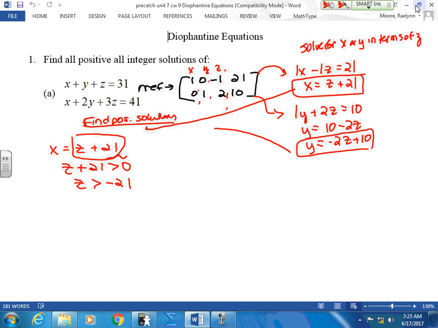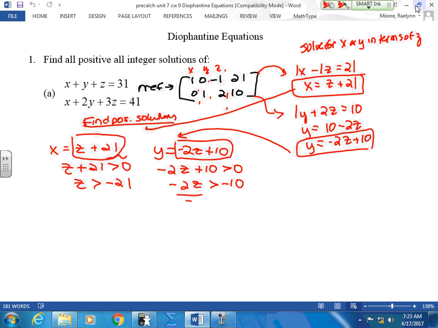We're going to take this equation. We're going to do the same thing. We're going to take this little piece and solve for the positives. This is the step that you're likely to not remember. So we're going to subtract 10. Then we're going to divide by a negative 2. Now what happens when you divide by a negative number? You switch the sign. So z is less than 5.